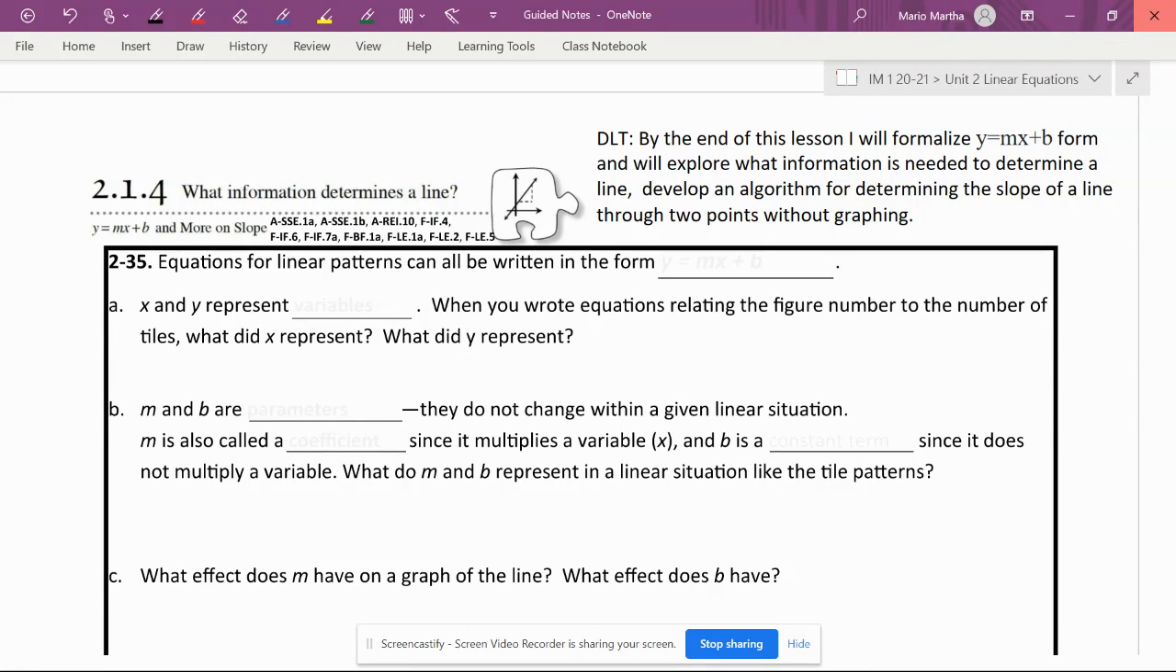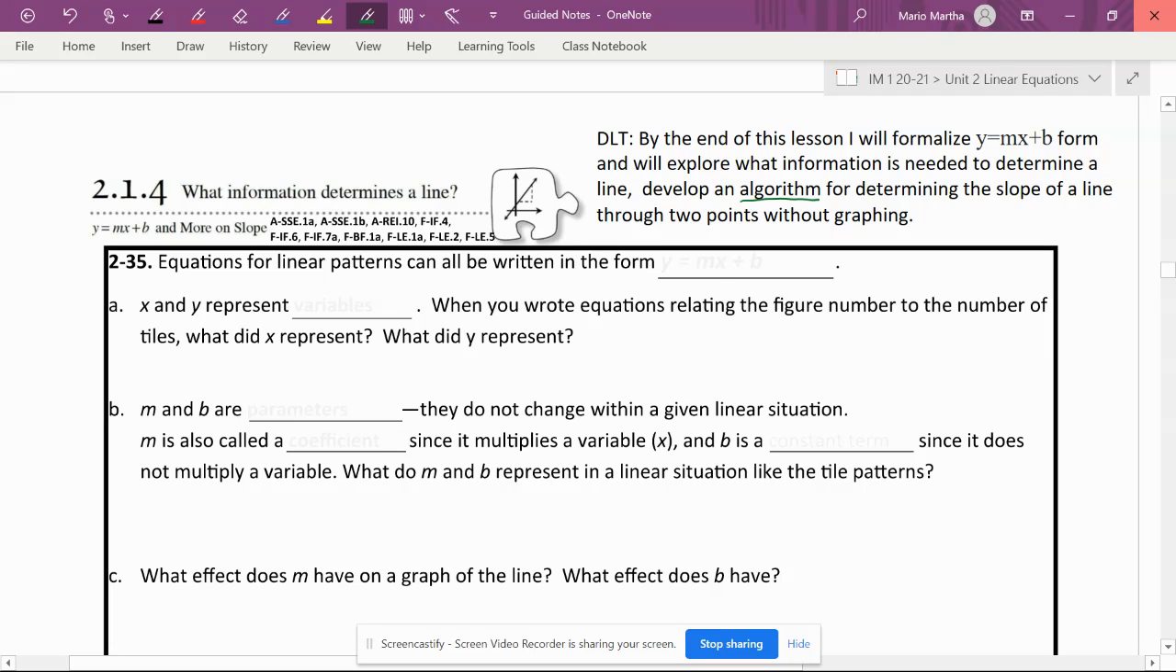Today's topic 2.1.4, what information determines a line? And today's learning target, by the end of this lesson, I will formalize y equals mx plus b form, and we'll explore what information is needed to determine a line, and also develop an algorithm for determining the slope of a line through 2 points without graphing. The word algorithm here means pretty much a process, all right? So if you guys are not familiar with that word.